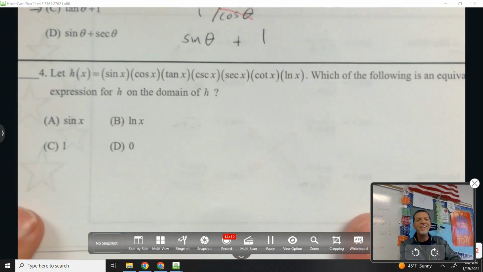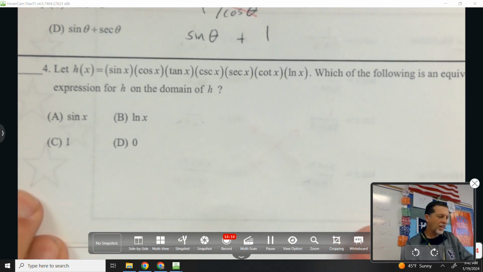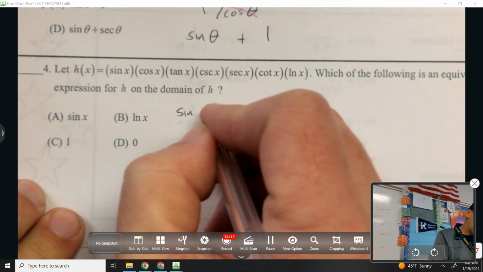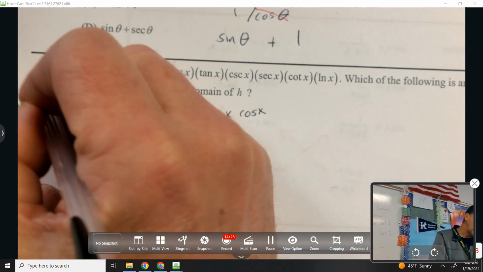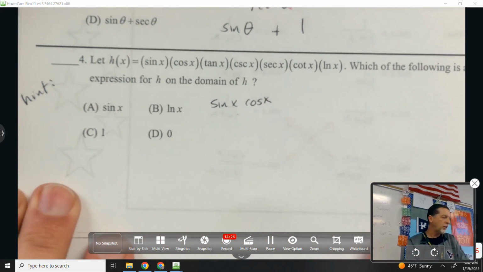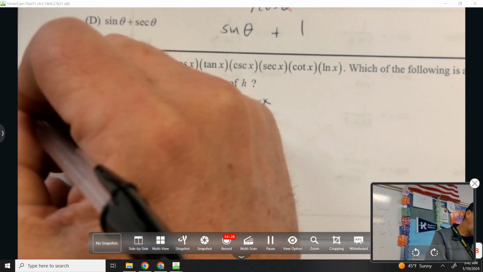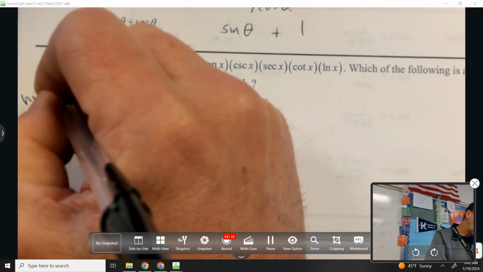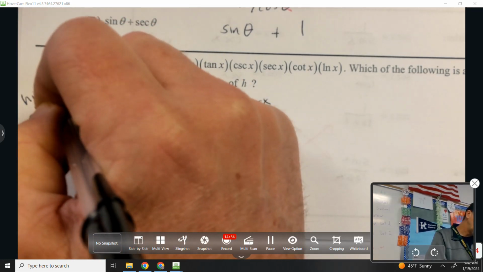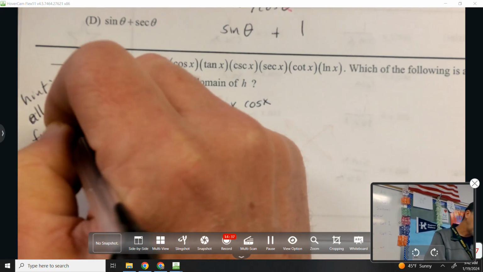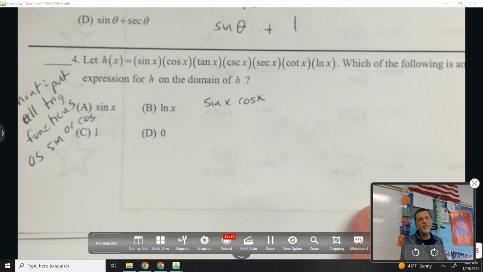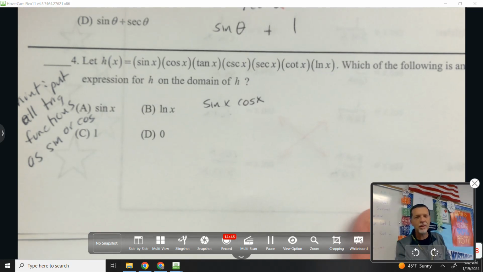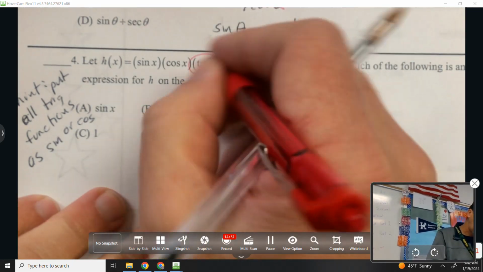Number 4 looks crazy. Simplify that whole thing. Sine of x, cosine of x. This gets at a hint that, it doesn't always work, but if you get stuck somewhere, you can always put all the trig functions as sine or cosine. Right? You can always write any trig function as some combination of sines and cosines. So if you get something crazy, and you're like, I don't know what to do with that, well, let's write them all in terms of sine and cosine and see what happens.